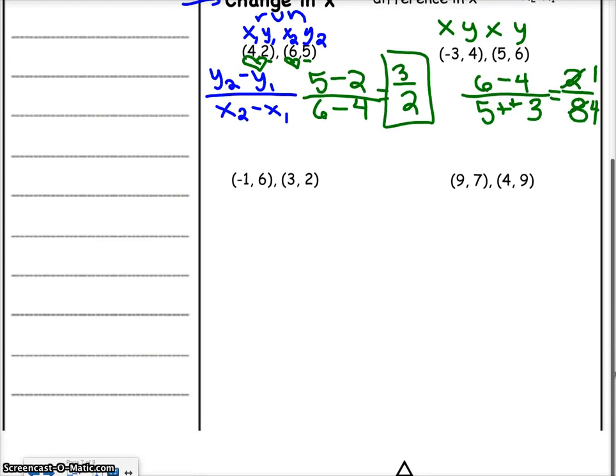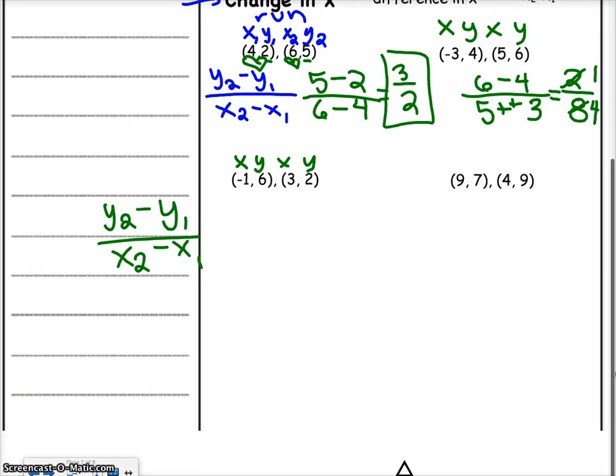Okay, next one. Remember, you go y of 2 minus y of 1 over x of 2 minus x of 1. y minus y over x minus x. You need to know which one's x and which one's y. You don't always have to label if you're 100% confident, but if you sometimes get confused, label it. Okay.